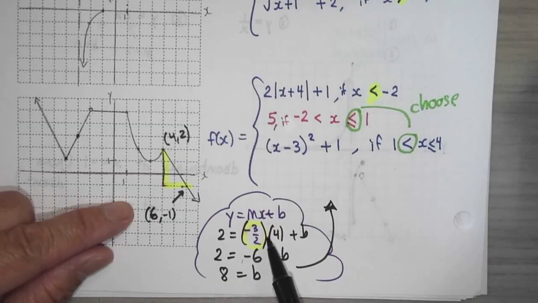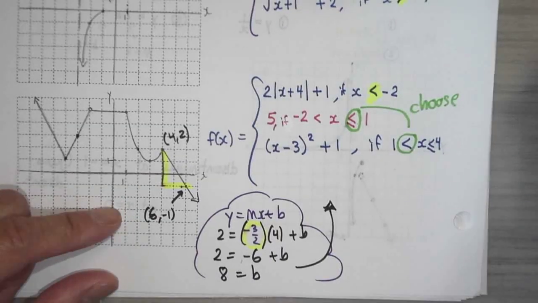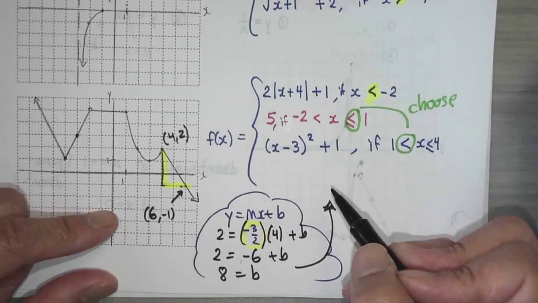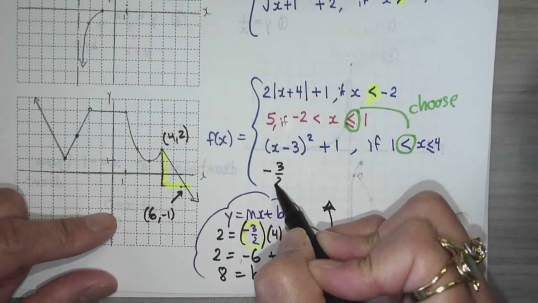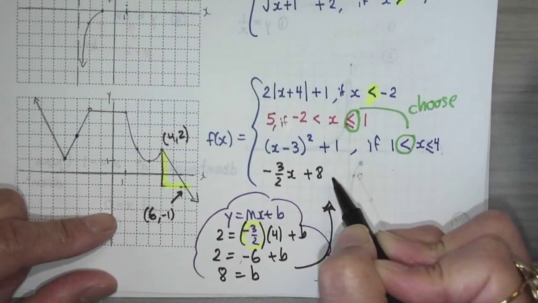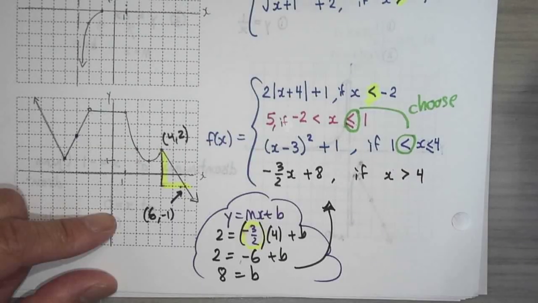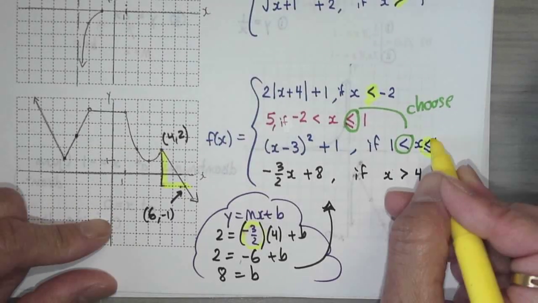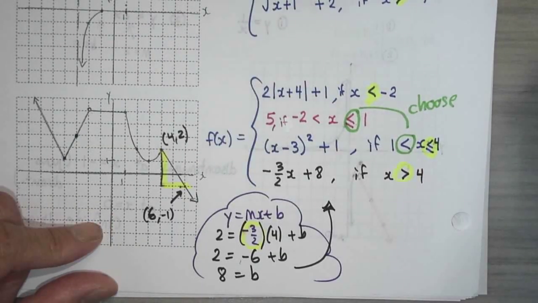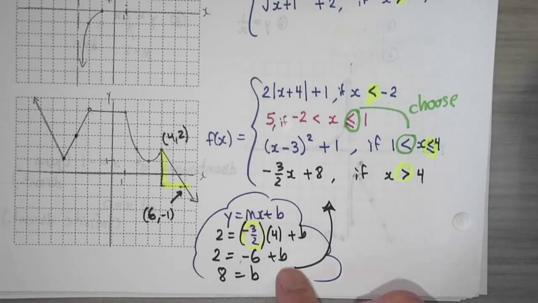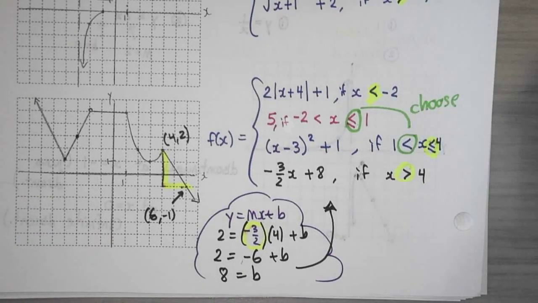Go back to grade 9, y equals mx plus b, put a point in, the m, and find your b. And then your equation would be -3/2 x plus 8 if x is greater than 4, but again, choose. So choose here and here. One of them is equal, one of them is not. Okay, that's just to refresh your memory. If you can't find the y-intercept graphically, go back to your grade 9 skills and find it that way. Want me to zoom in a little? If you ever want me to zoom in, just let me know.